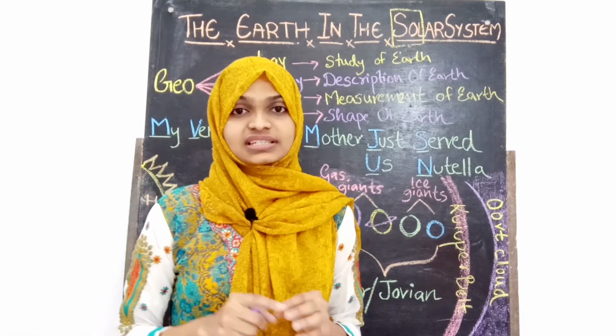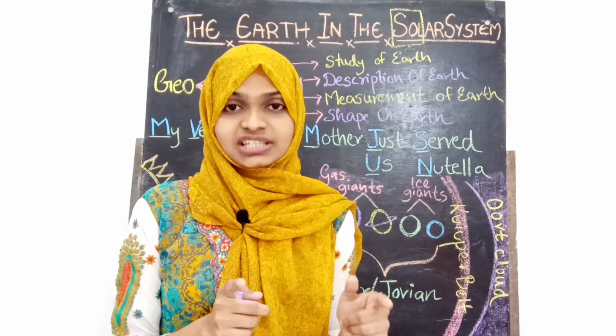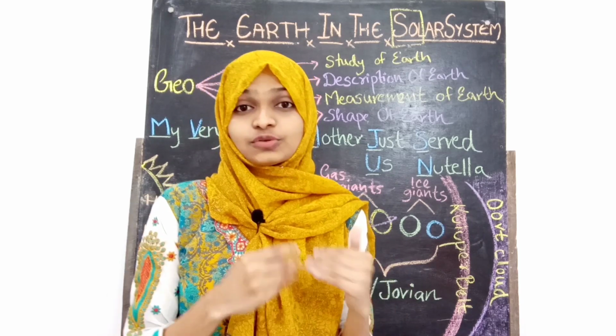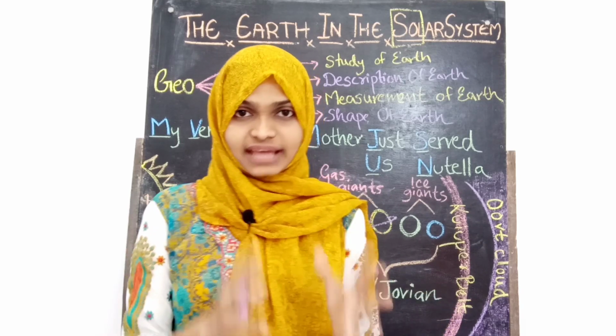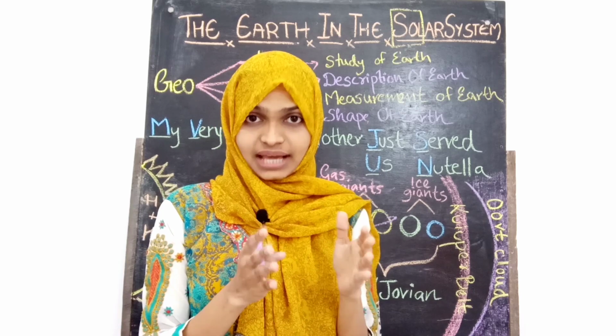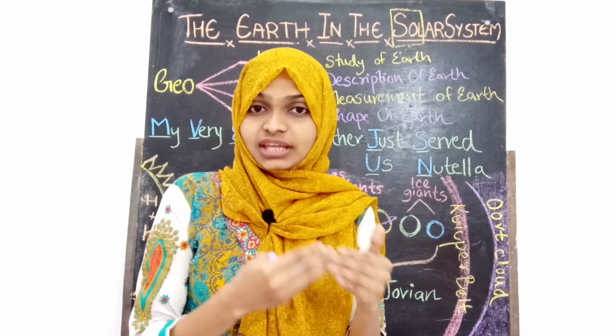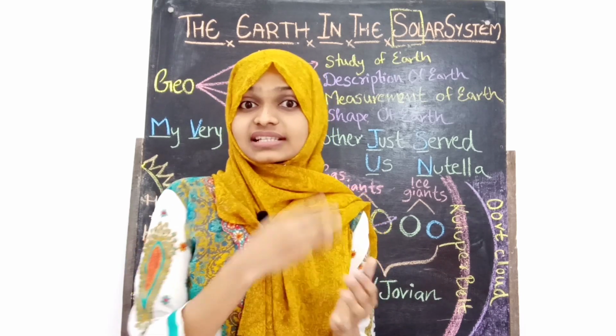Now celestial bodies are of 2 types. The first one are the celestial bodies which produce their own heat and produce their own light because they are large and they are made up of gases. So this type of celestial body which emits its own heat and its own light is known as stars.